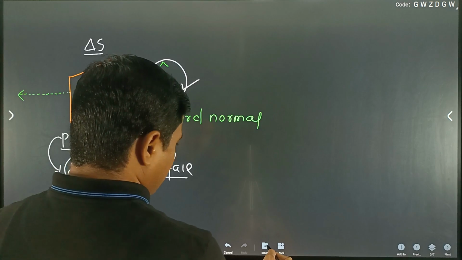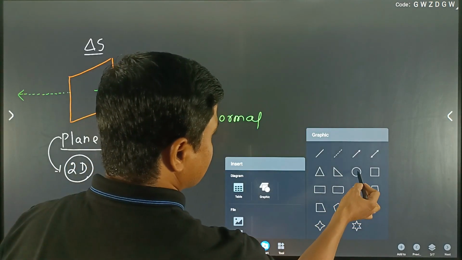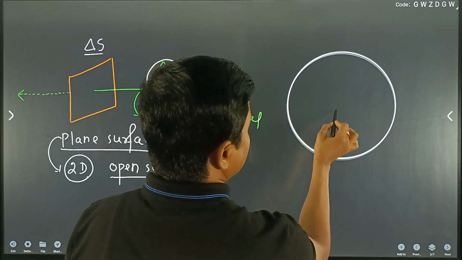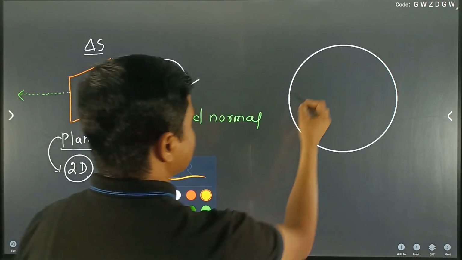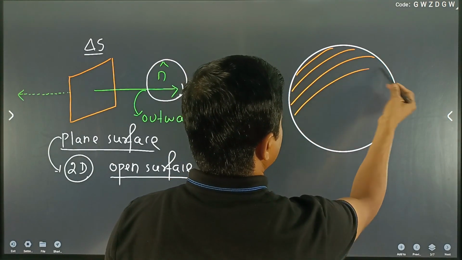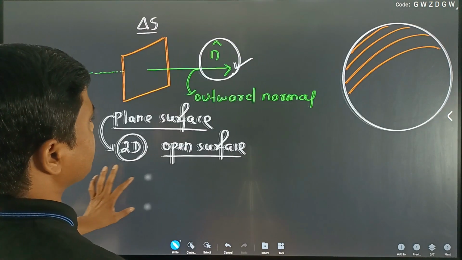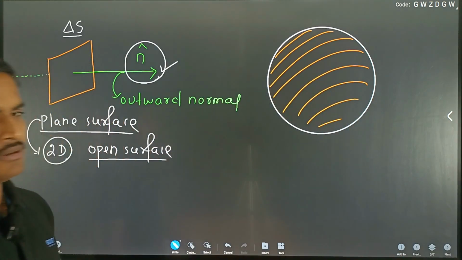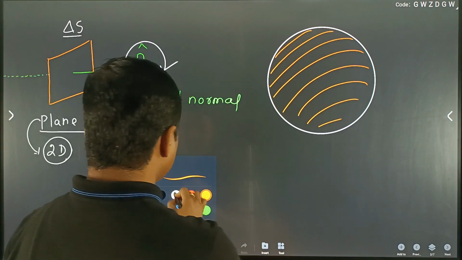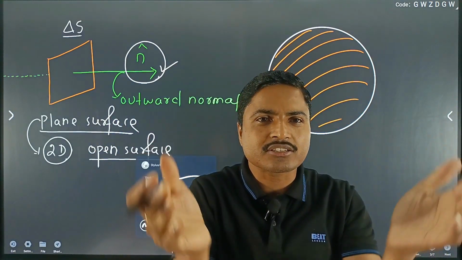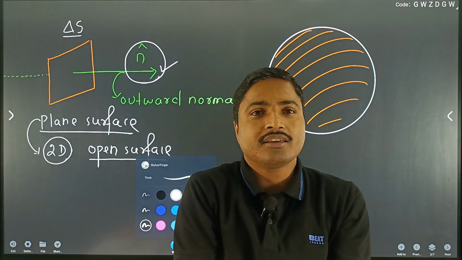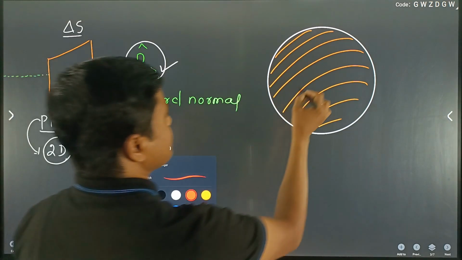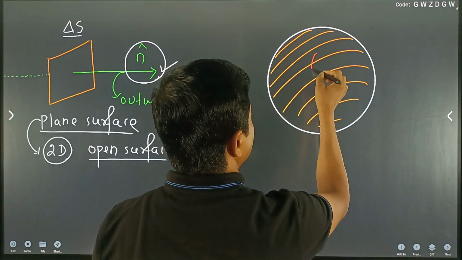Suppose another case, we take a closed surface. Suppose this one is a closed surface, and suppose that is a sphere, a spherical surface. Here also, in the case of a sphere, the total surface of the sphere looks like a curved surface. That is not a plane surface. That means in this case, we take a small surface area, a very small surface area.